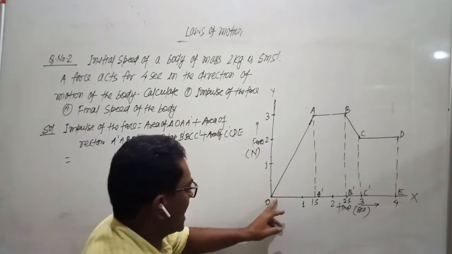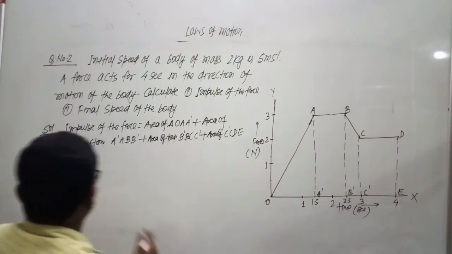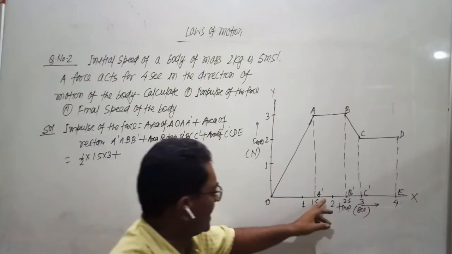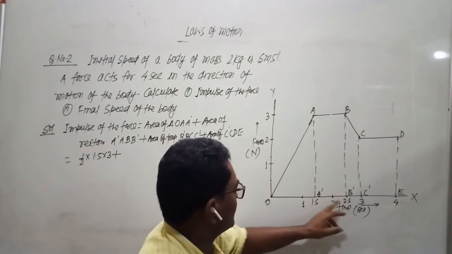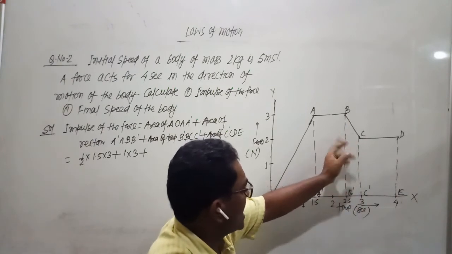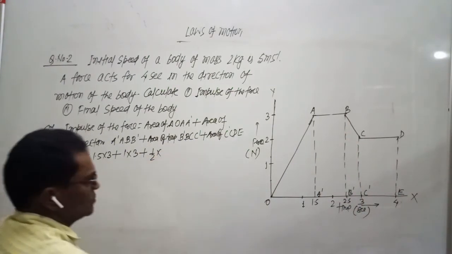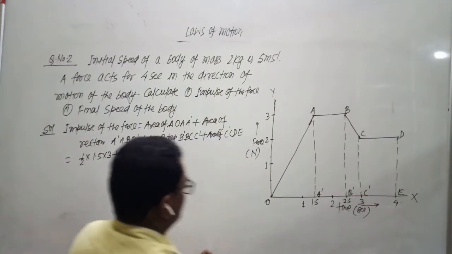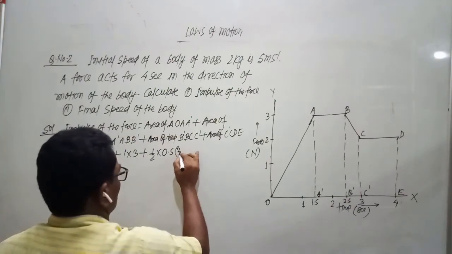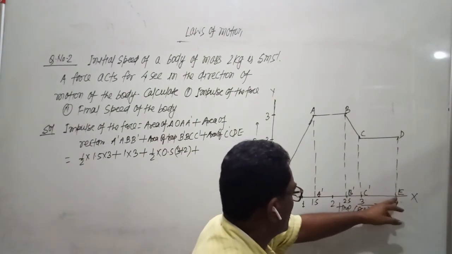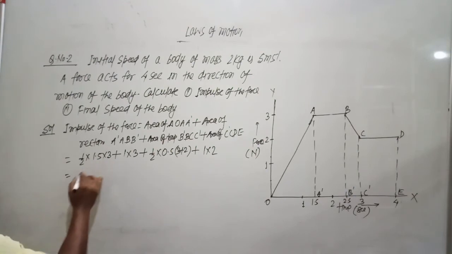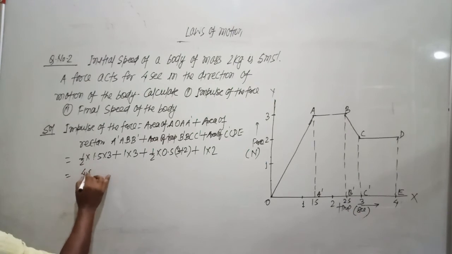Now the area of triangle is half into base into height. Height is 3, base is 1.5. So half into 1.5 into 3. Then area of rectangle is length into breadth, from 1.5 to 2.5, this is 1 and this is 3, so 1 into 3. Then area of trapezium is half into height into sum of parallel sides. Height is from 2.5 to 3, which is 0.5, and the parallel sides are 3 and 2, so 3 plus 2. Then the area of rectangle from 3 to 4: this is 1 and this is 2, so 1 into 2. So we get 4.5 upon 2, which means 2.25.